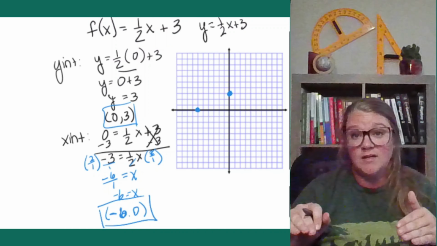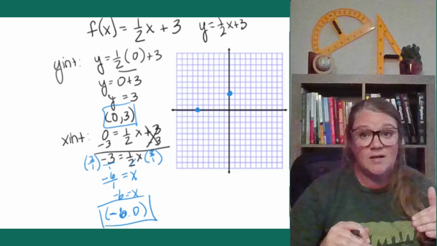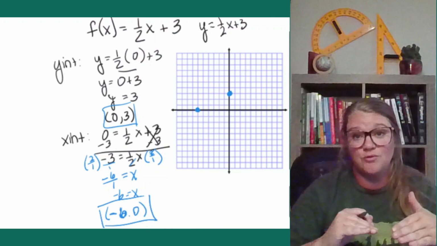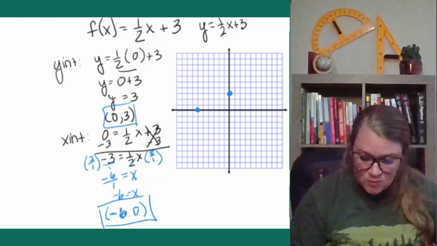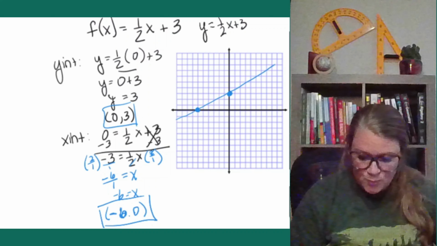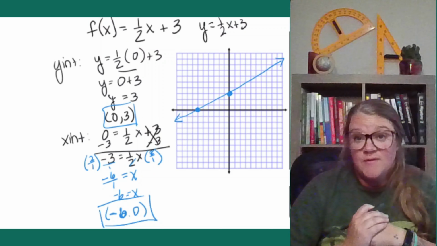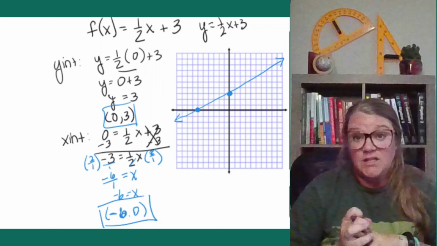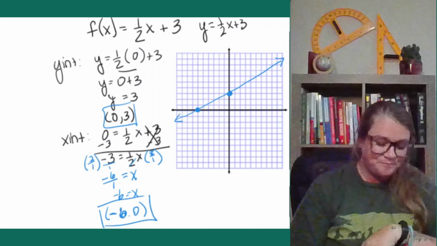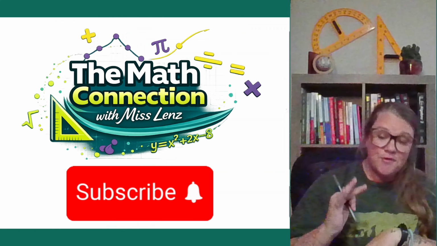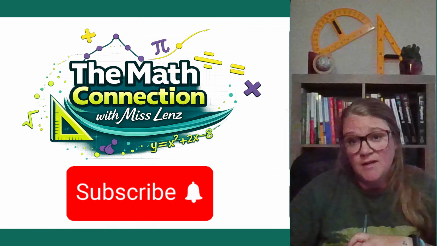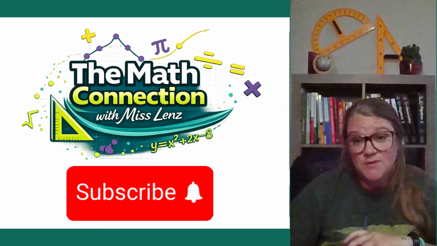Now I know where it hits the y-axis, and I know where it hits the x-axis, and it has to go through both of those points. There's only one way I can draw a line through those points, and it's like that. There is the graph of this function, which remember we said is a linear function. Okay? So that is our third and final method of graphing, and it's just using intercepts to graph a linear function.